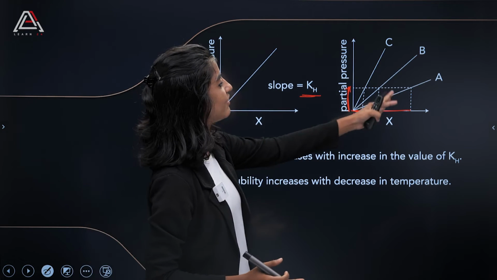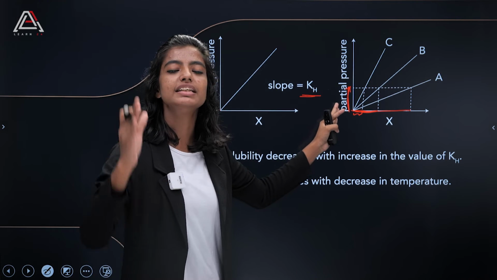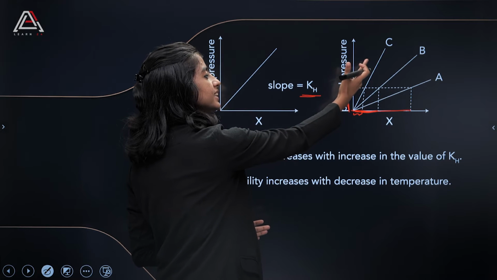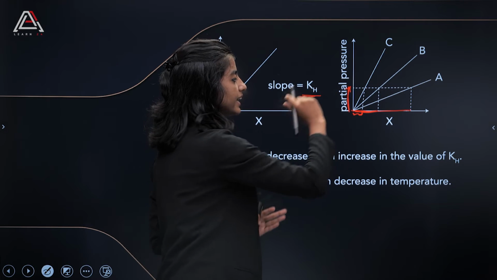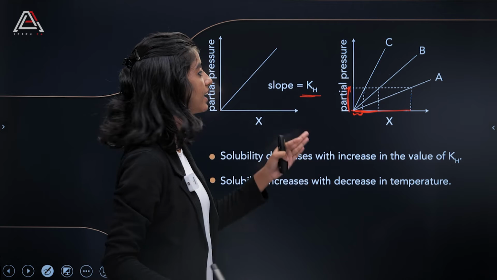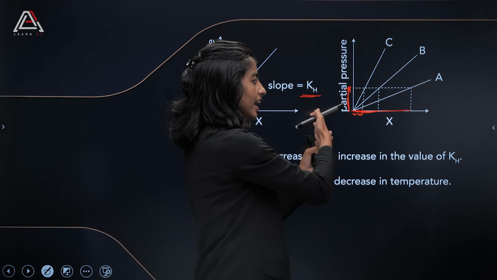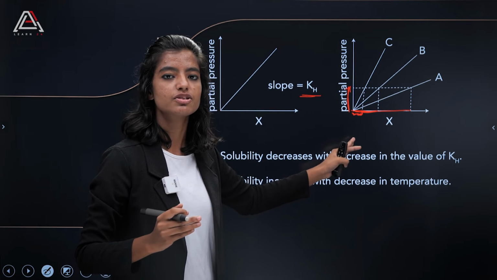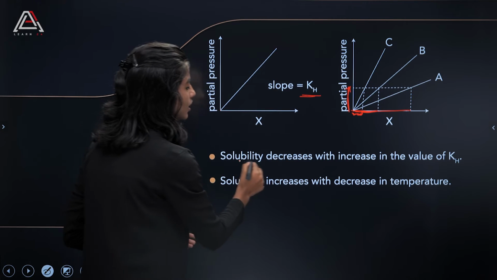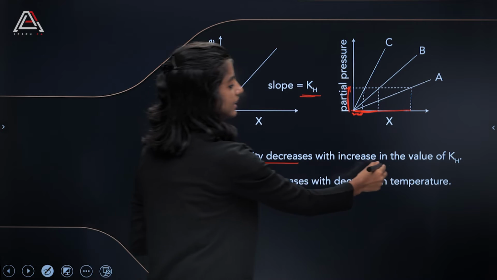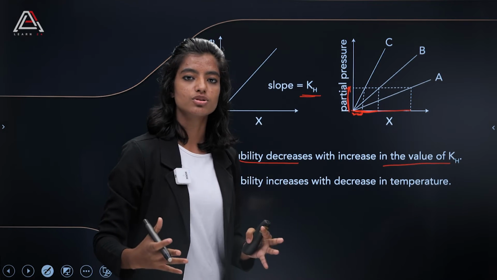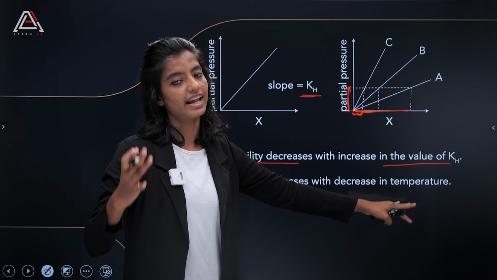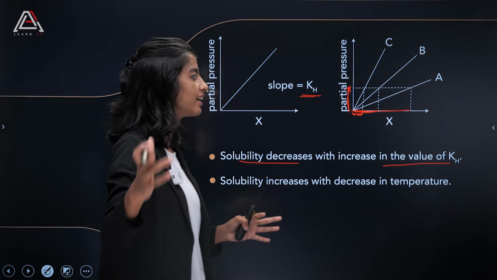By increasing the value of Kh, solubility decreases. Whenever the value of Kh increases, the solubility decreases. Here C has the highest value of Kh and the solubility of C is only this much. So I can say the solubility decreases with increase in the value of Kh. I hope you are clear with that.